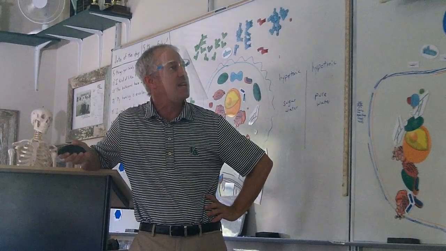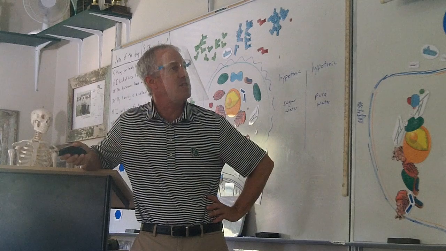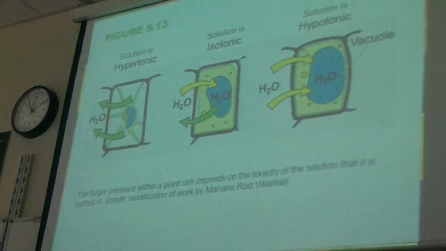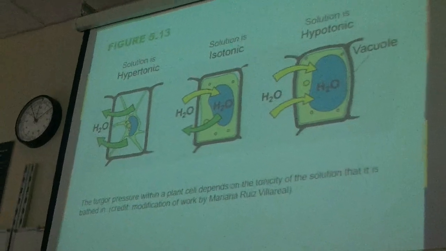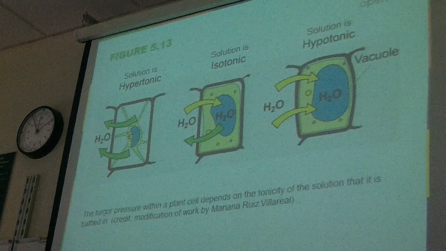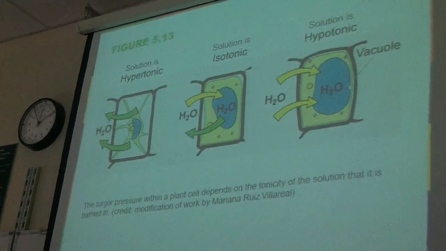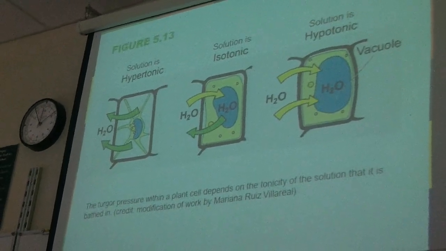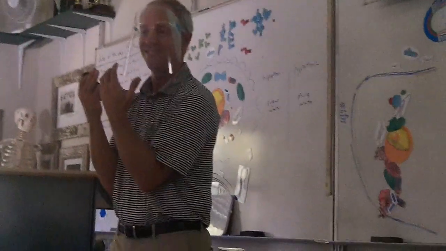If the plant cell is in an isotonic solution, it just kind of remains the same. And if the plant cell is in a hypotonic solution, water will rush in. The cell will not burst because the cell has a cell wall. Plant cell walls keep their cells from bursting. And so the plant will just stand up really rigid.